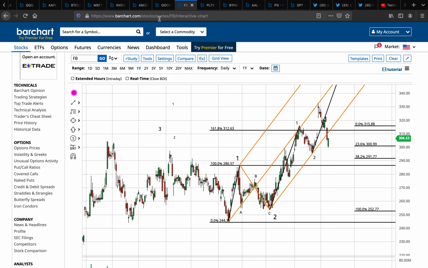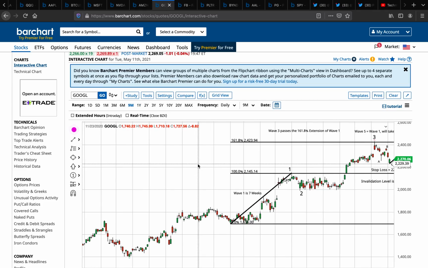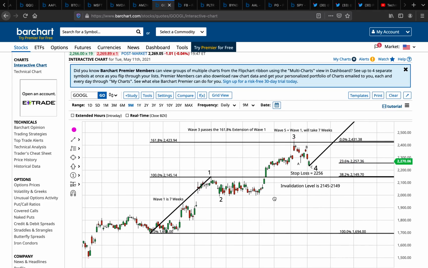Let's talk about Google right now. I like this wave count a lot. I really do. Very clean. This is a wave 1 and a wave 2. Wave 3 goes past the 161.8% extension of wave 1. We have an ABC correction that puts in a wave 4 low between the 23.6 and 38.2% retracement of wave 3. So right now, very clear invalidation level, right? The 38.2% retracement of wave 3 is the exact same as the wave 1 high. So we have dual invalidation right now for this wave 4. Bears, get Google below 2,145.